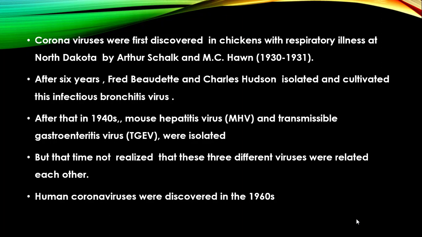Coronaviruses were first discovered in chickens with respiratory illness in North Dakota, USA by Arthur Schalk and M.C. Hawn in 1930-1931. After 6 years, Fred Beaudette and Charles Hudson isolated and cultivated this infectious bronchitis virus. After that, in the 1940s, mouse hepatitis virus or MHV and transmissible gastroenteritis virus, that is TGEV, were isolated. But at that time it was not realized that these three different viruses were related to each other. Human coronaviruses were discovered in the 1960s.